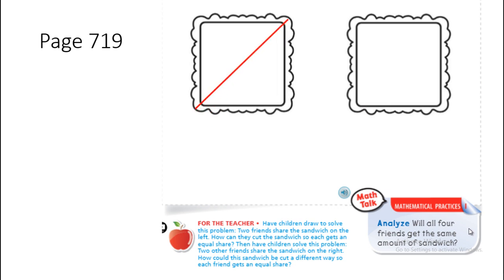I can put the line here. And I cut the square sandwich into two equal triangles. Each triangle is equal to the other. These are equal shares. Or, can you give me another way of cutting the sandwich into two equal shares? Very good, I can make two rectangles. Cutting the square in half like this makes two equal rectangles.